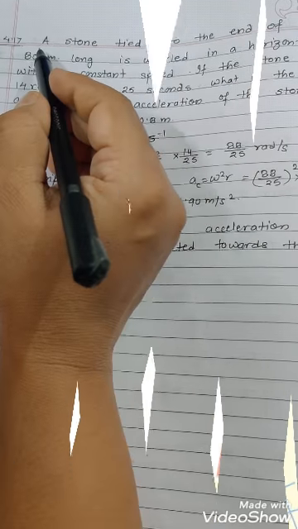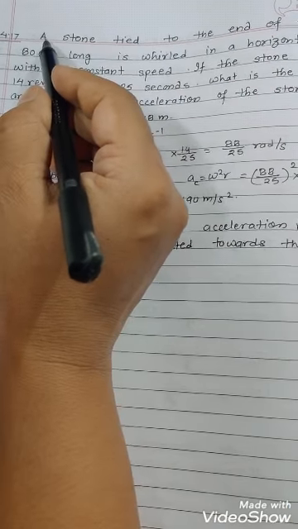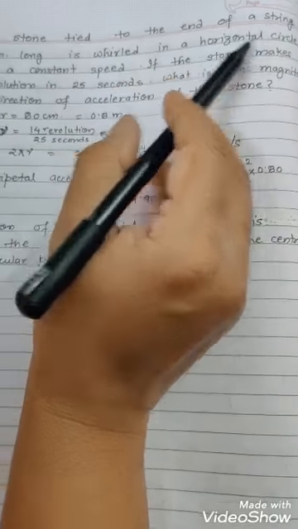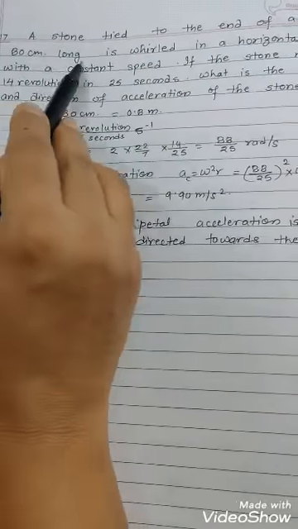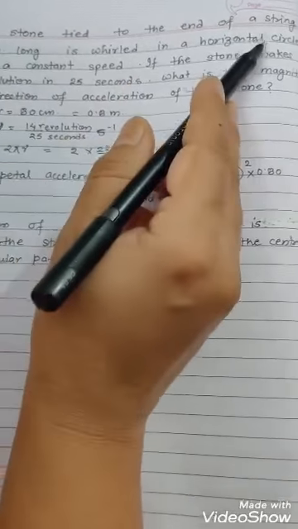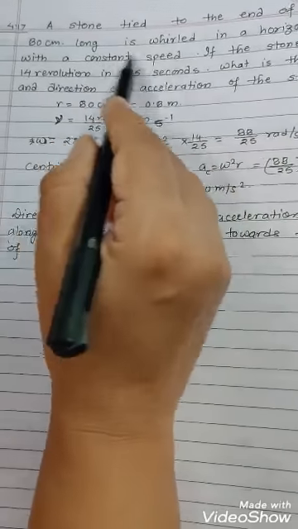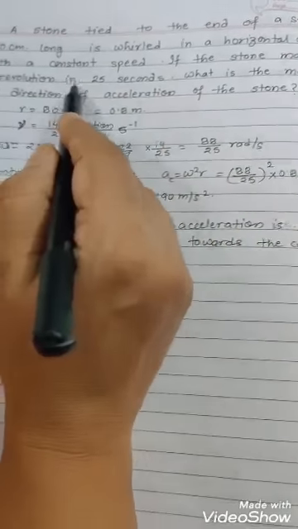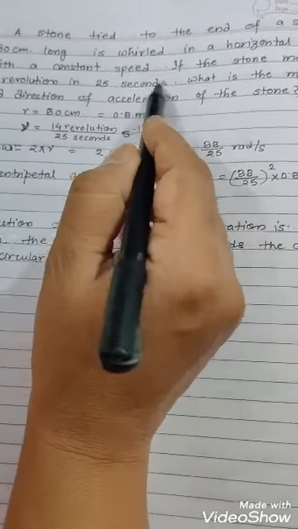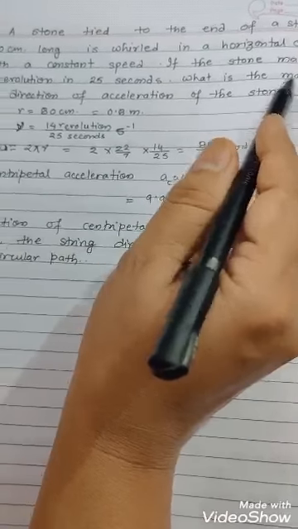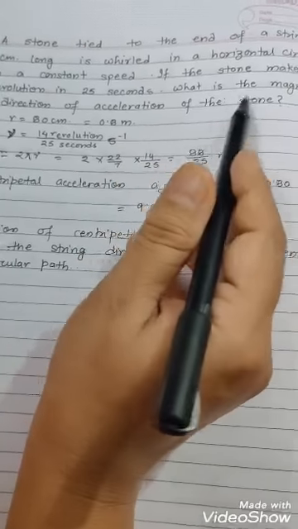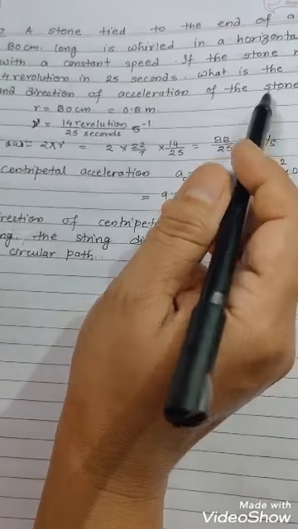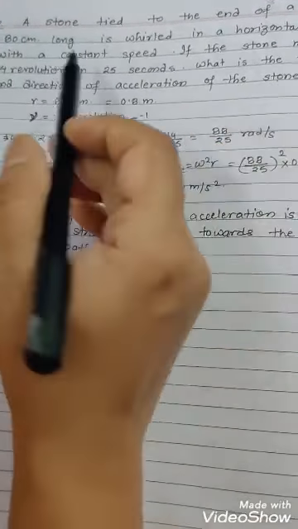Exercise question 4.17. A stone tied to the end of a string 80 centimeter long is whirled in a horizontal circle with a constant speed. If the stone makes 14 revolutions in 25 seconds, what is the magnitude and direction of the acceleration of the stone? So a stone is tied to the end of a string 80 centimeter.